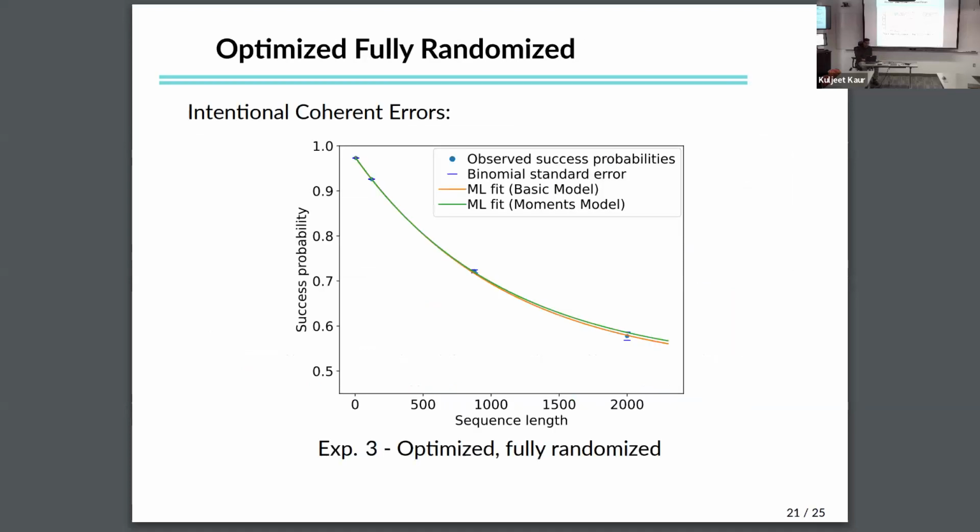Right, so there's that. Here in the optimized fully randomized case, the optimal experiment design actually looks quite similar. There are 2 small sequence lengths with a lot of emphasis given to those. What's interesting here is that you don't visually see much difference between the basic model and the moments model. The interpretation for this is that they intentionally introduced these coherent errors, which are pretty large compared to whatever non-Markovianity down at 10 to the minus 5 we were just thinking about. So you don't really expect to see any deviation here, and we find a nice confirmation of that.